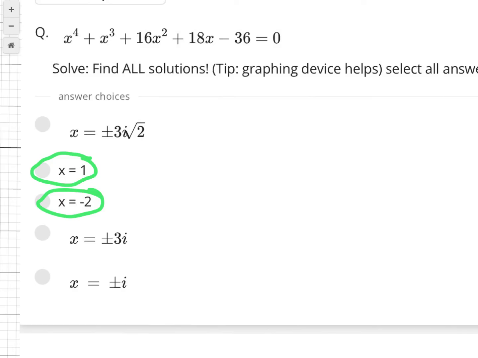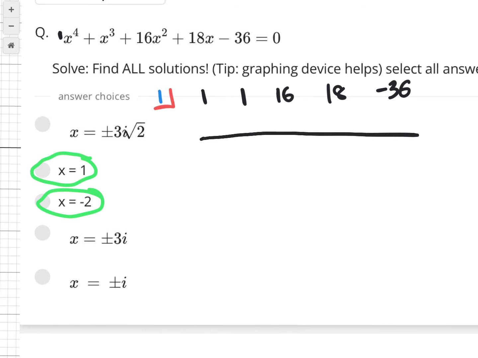So let's start with the answer +1 and let's plug it in with synthetic substitution, where the remainder should be 0. So I'm plugging in the 1 into the box and I'm going to do the list of coefficients. Again, all I did was take the 1 in front of the x to the 4th and put it right there. 1 in front of the x to the 3rd, the 16, the +18, and the -36 right there. There's my list. And now I'm going to do synthetic substitution.